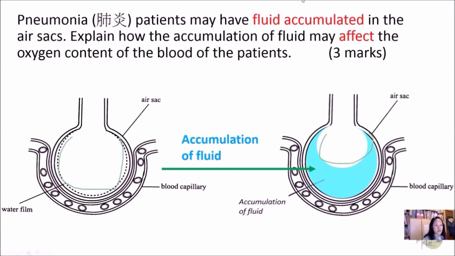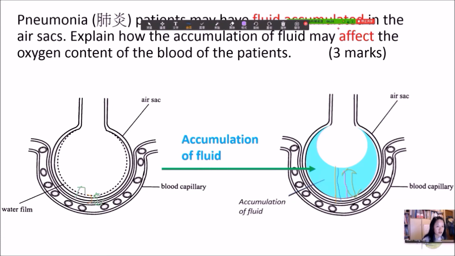Okay, the second one, how about the diffusion distance? Try to mark the diffusion distance. Yes, the diffusion distance is much longer. Therefore, both of them will reduce the efficiency of diffusion of oxygen. Both the reduction in surface area and the increase in diffusion distance will reduce the rate of diffusion of oxygen.